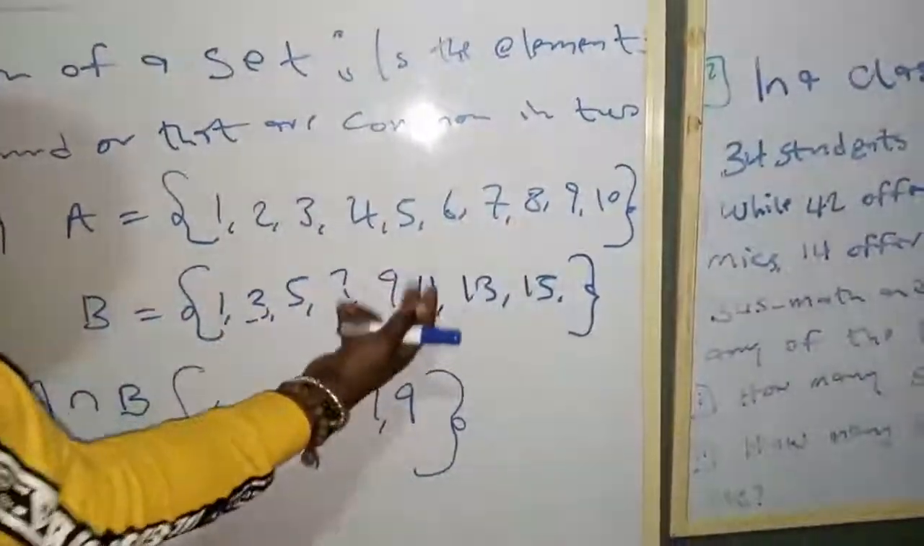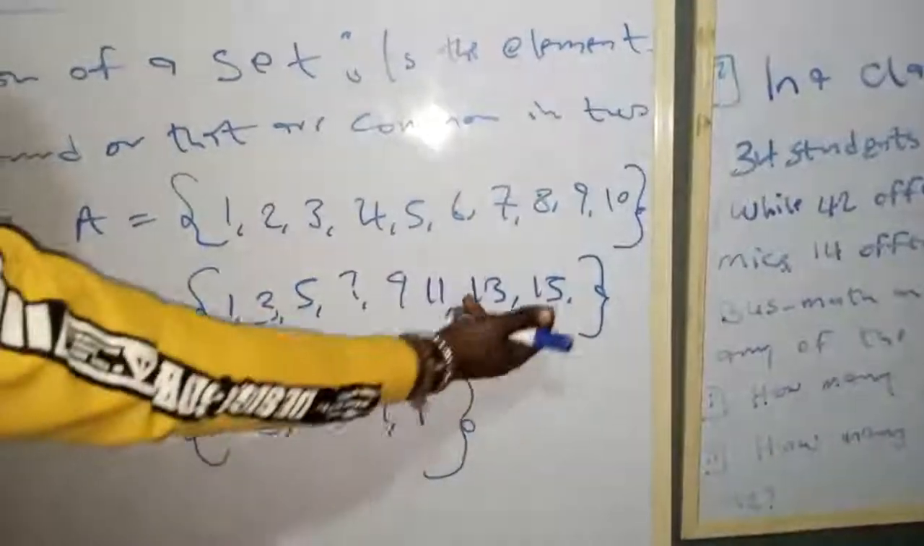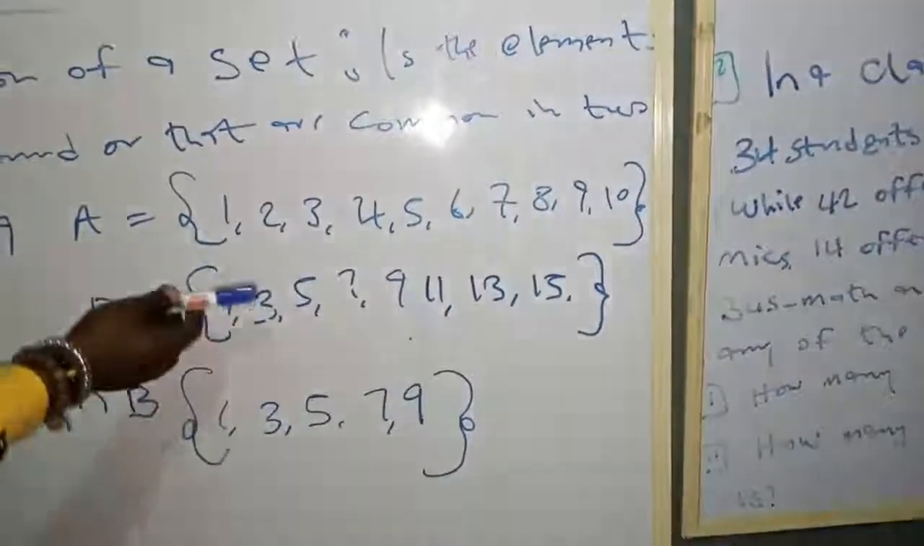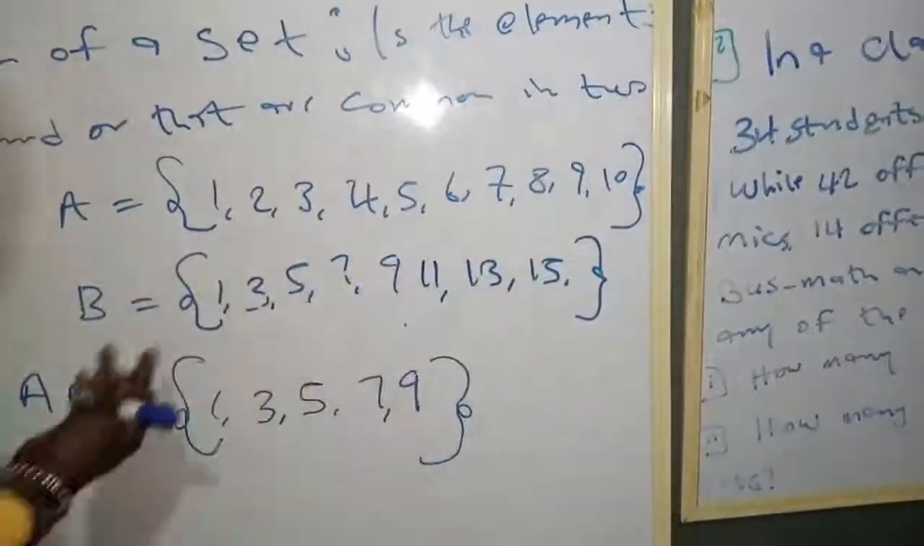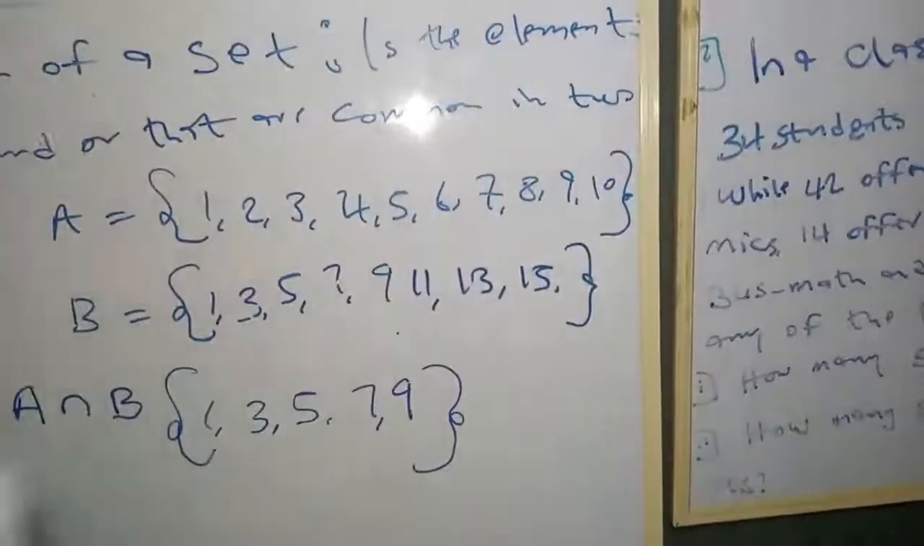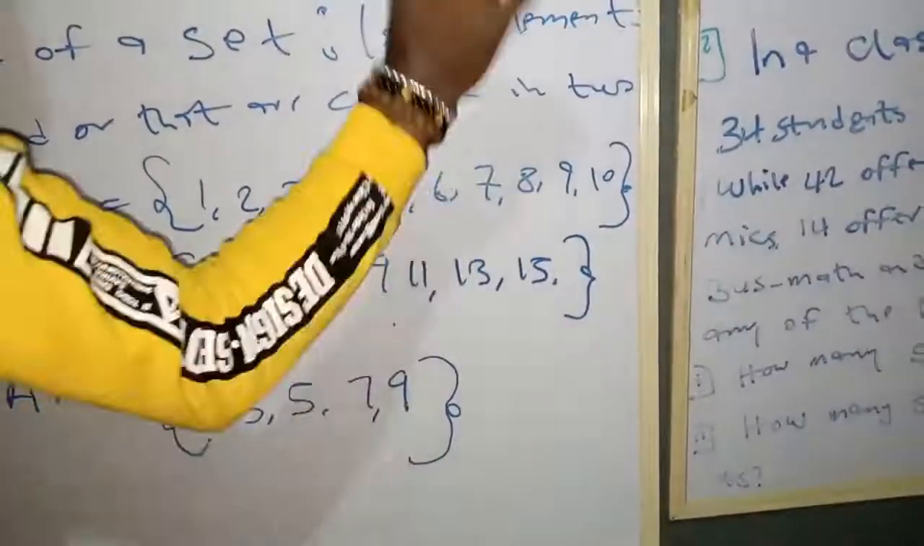This one has 8, this one doesn't have. They have 10, doesn't have. This one has 11, doesn't have. This one has 13, doesn't have. So assuming it's A union, you know that everything that is there will be put in that union set also. So this is all about the intersection of the sets.